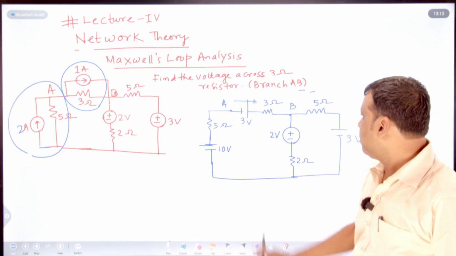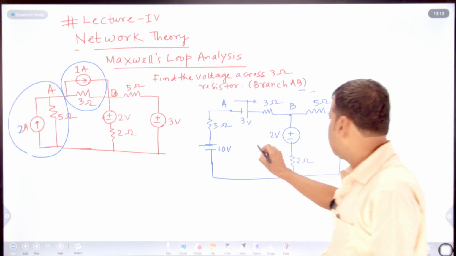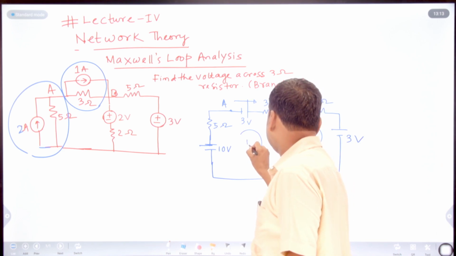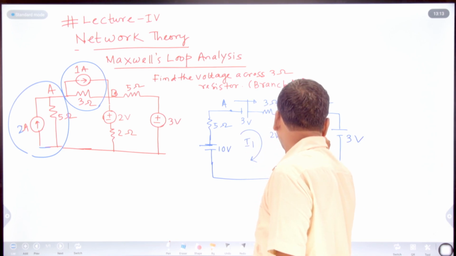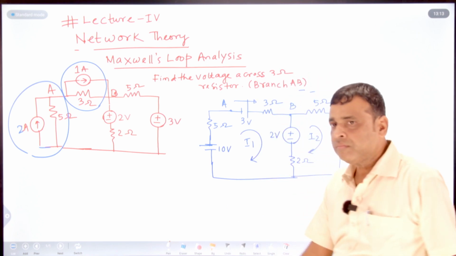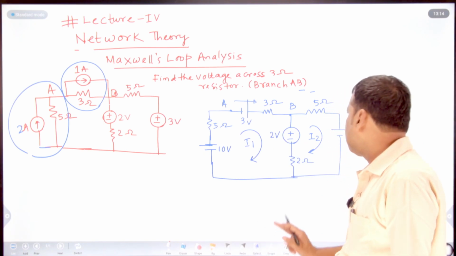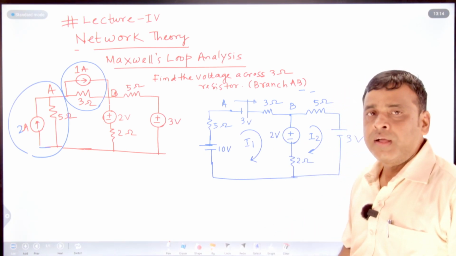So we will find two loops: this is loop 1 and this is loop 2, with loop currents I1 and I2. When you are going to solve using Maxwell's loop analysis, first of all find the loop currents I1 and I2. There are two loops, so we will find the two loop currents I1 and I2.